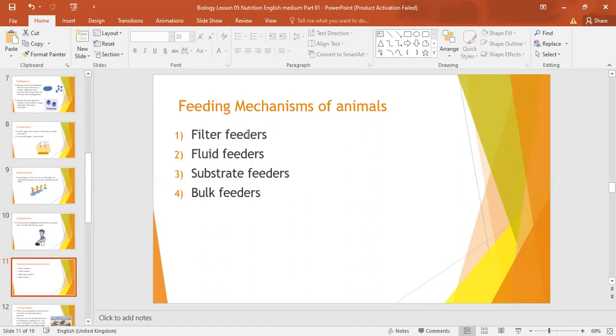Feeding mechanism is dependent on the ingestion, the first step of the holozoic nutrition. So many types of ingestion. Depending on the ingestion type, there are 4 types of feeders, 4 different types of feeding mechanisms: filter feeders, fluid feeders, substrate feeders, and bulk feeders. As humans, we are in here. We are bulk feeders.